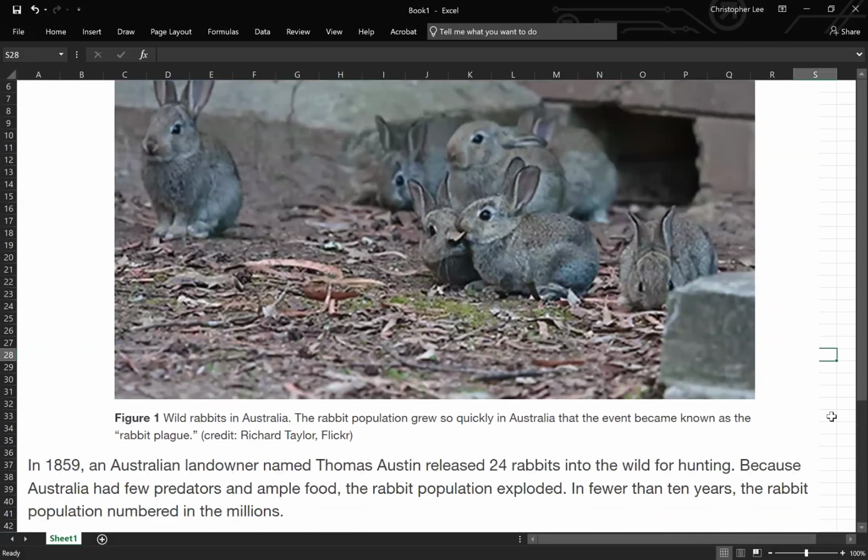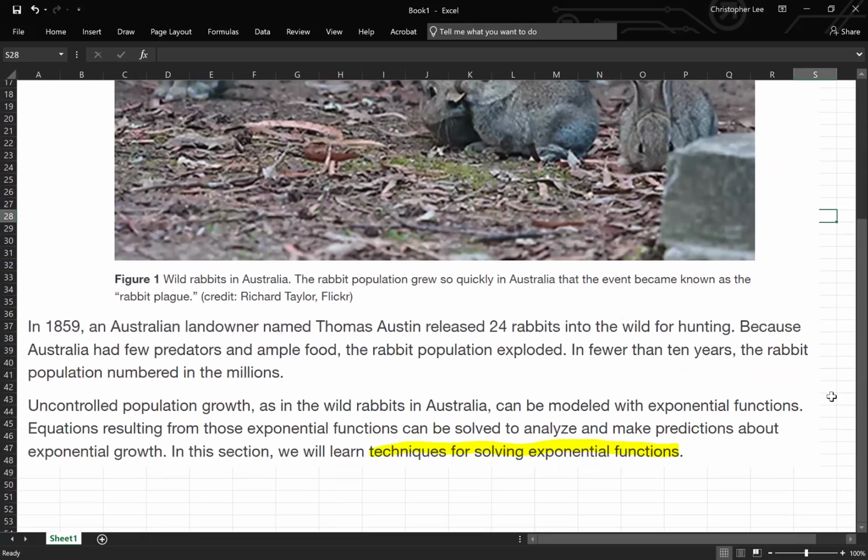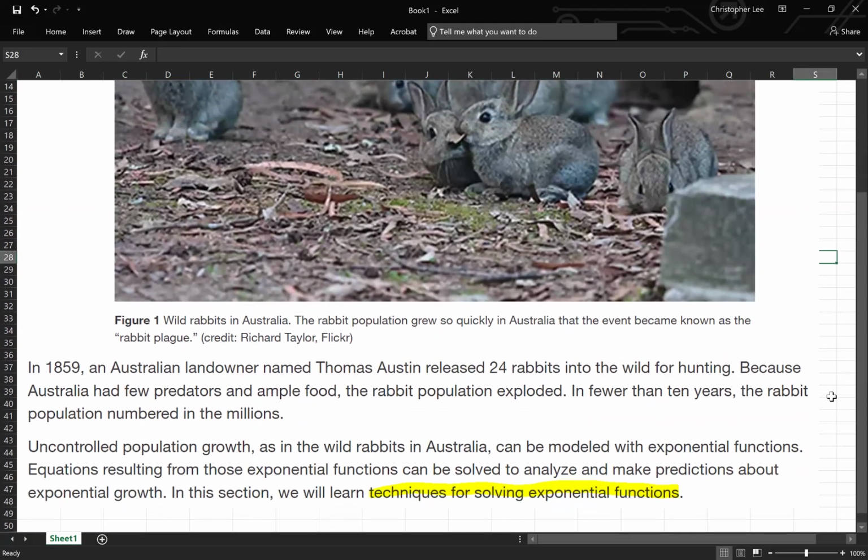Just look at what we're getting into today. Bunny rabbits. Yay. All right. So in 1859, an Australian landowner named Thomas Austin released 24 rabbits into the wild for hunting. Because Australia had few predators and ample food, the rabbit population exploded. In fewer than 10 years, the rabbit population numbered in the millions. Uncontrolled population growth, as with the wild rabbits in Australia, can be modeled with exponential functions, right? Equations resulting from those exponential functions can be solved to analyze and make predictions about exponential growth. So in this section, we will learn techniques for solving exponential functions. Cool stuff.